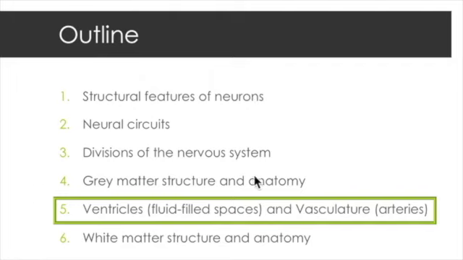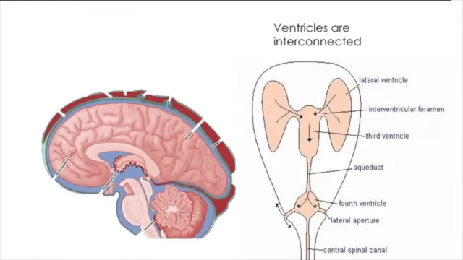So we've talked quite a bit about gray matter structure and anatomy. Let's move on to talk about the ventricles, the fluid-filled spaces, and the vasculature, which are the arteries of the blood supply to the brain, before we move on to talk about white matter structure. Now, for the ventricular system, there's not so much in your textbook, but I do think it's quite important to know that the brain isn't just all a lump of gray and white matter. It's not just all cells, but there are spaces between these cells as well.